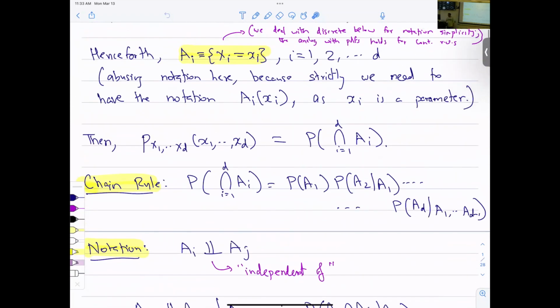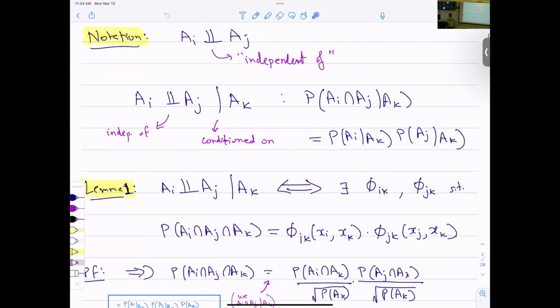So the summary: this is a very short proof. It basically says that to test for conditional independence, you just need to find a pair of functions, IK and JK, such that the probability of the intersection of all three can be factorized in this way. I can simply think of it as a Markov chain, possibly inhomogeneous.